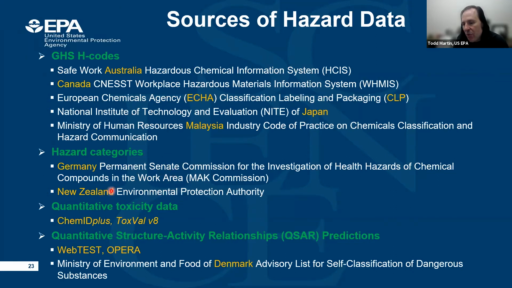I also pulled in quantitative toxicity data from sources such as ChemIDplus, and then EPA's ToxVal version 8, which is a very large database of toxicity values, which has things like NOELs, LOELs, LD50s, LC50s. It's a big database. So adding ToxVal really helps in terms of filling in data gaps and actually giving quantitative toxicity values that a lot of risk assessors want to see, because sometimes with hazard codes, you don't always get to see what the actual quantitative toxicity value is.